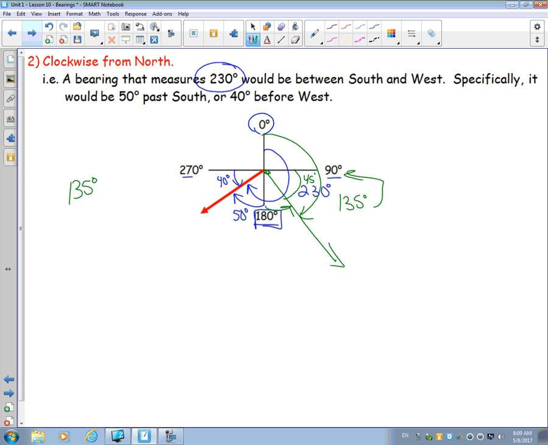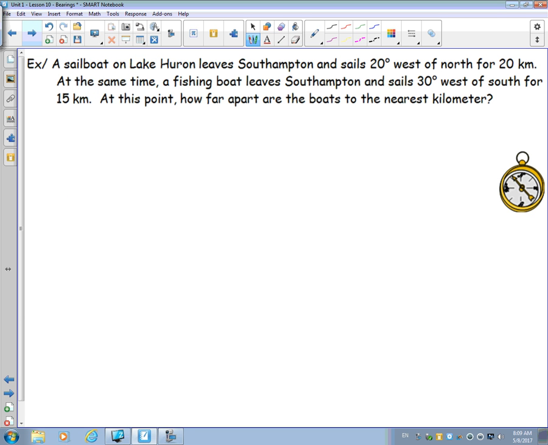Let's try some questions. Again, the challenge here is going to be drawing our diagrams. So, first example, a sailboat on Lake Huron leaves Southampton and sails 20 degrees west of north for 20 kilometers. Same time, a fishing boat leaves Southampton and sails 30 degrees west of south for 15. At this point, how far apart are the boats, to the nearest kilometer?